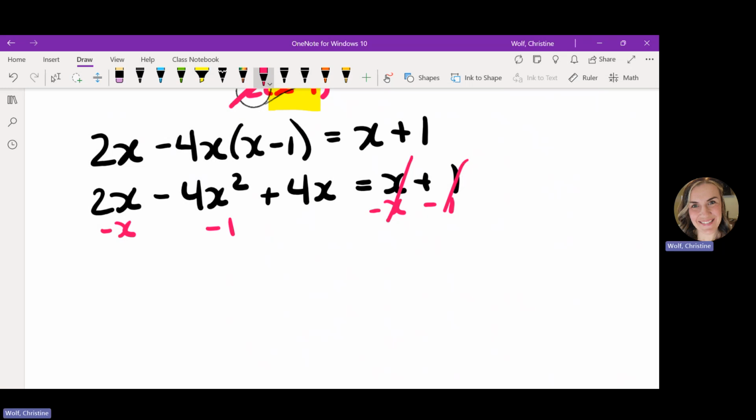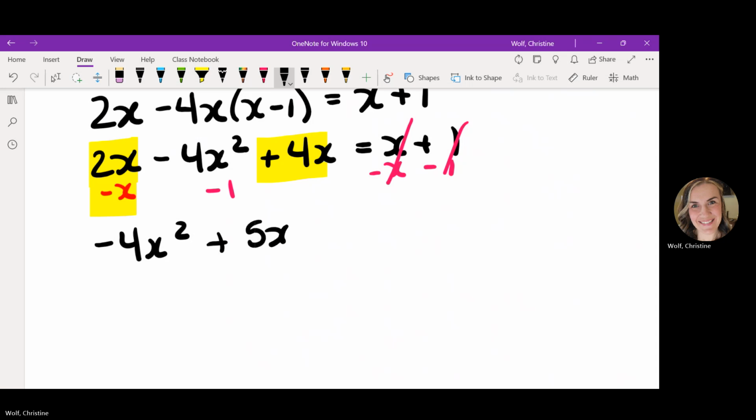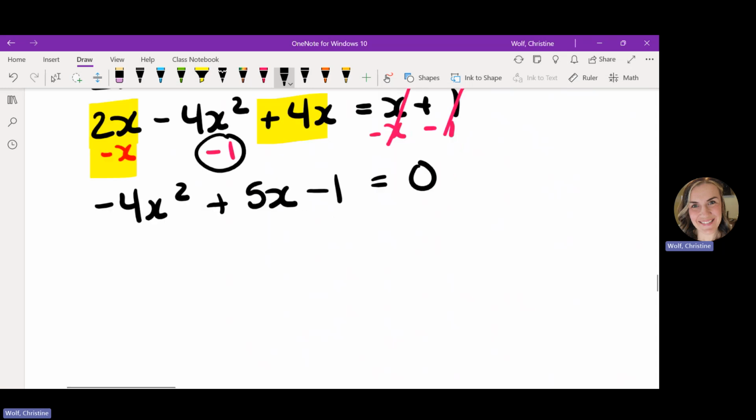Okay, so when I collect all of my terms, I still only have the -4x squared. He has no pals to meet up with. But I have a 2x, I have a minus x, and I have a plus 4x. Those are all similar terms. 2x minus x plus 4x is 5x. And then I still have this lone -1 that I brought over. So there's my trinomial, -4x squared plus 5x minus 1.